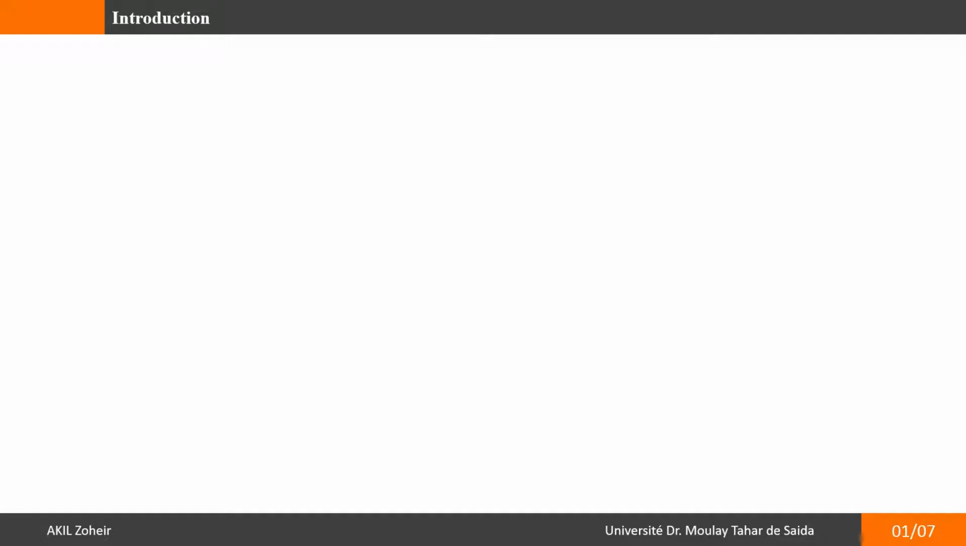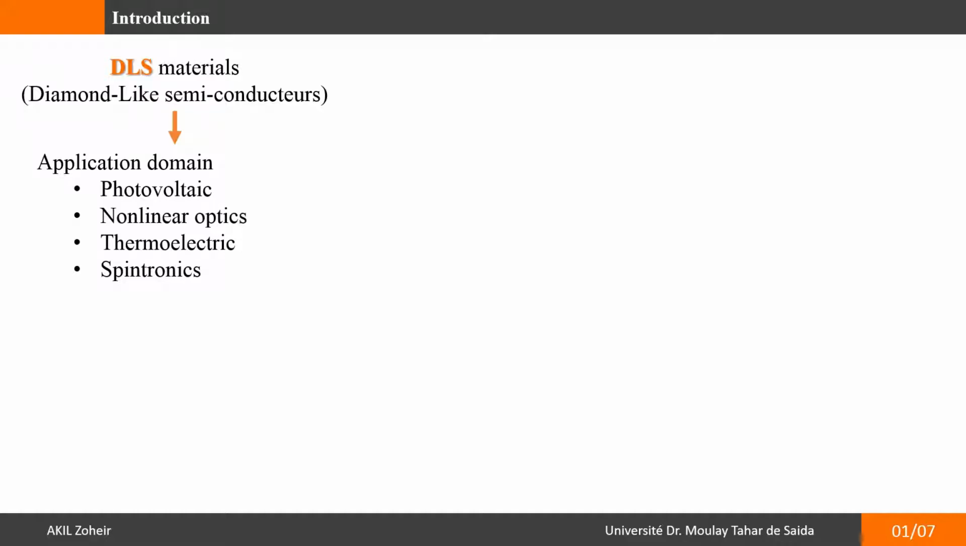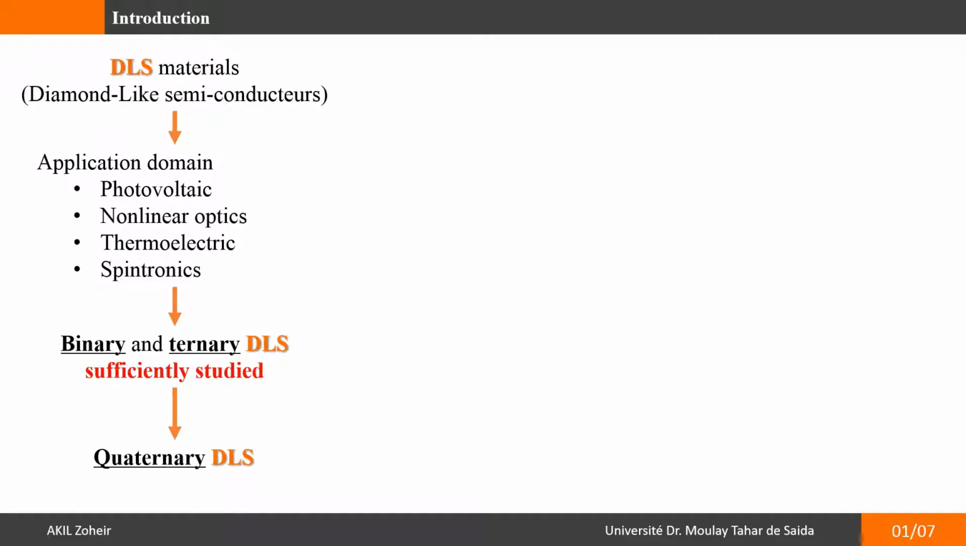Introduction. The search for new materials with specific physical and/or chemical properties is a major challenge in today's industry. One example is the search for so-called diamond-like semiconductor (DLS) materials. They have been the subject of intense research in the field of photovoltaics, nonlinear optics, thermoelectrics, and spintronics. Binary and ternary DLS materials have been sufficiently studied, unlike quaternary materials. These quaternary compounds have not attracted as much interest due to the difficulty of their synthesis.